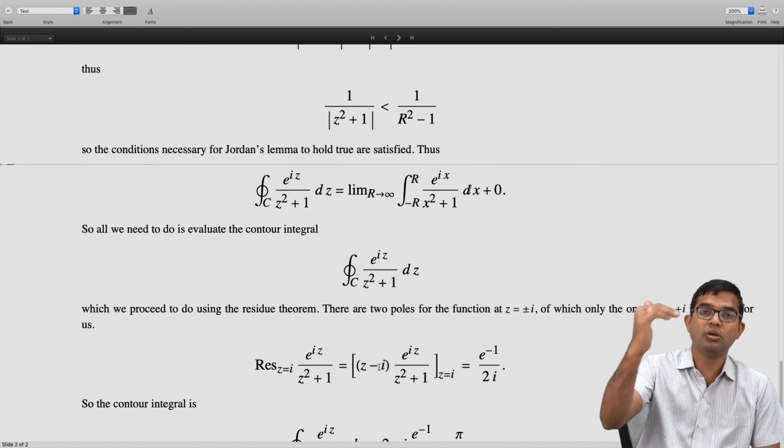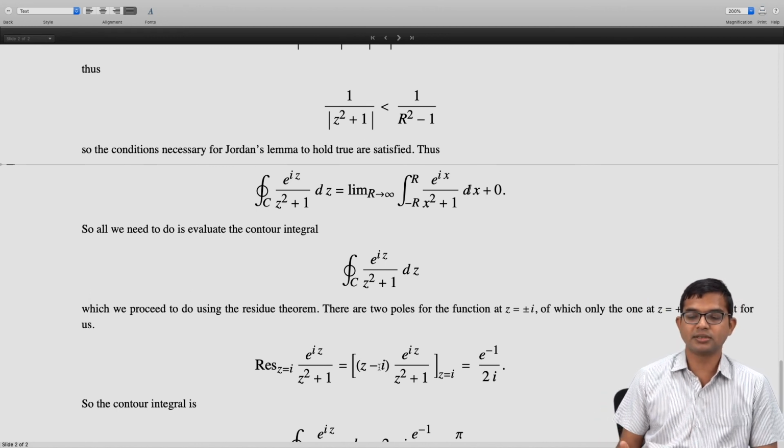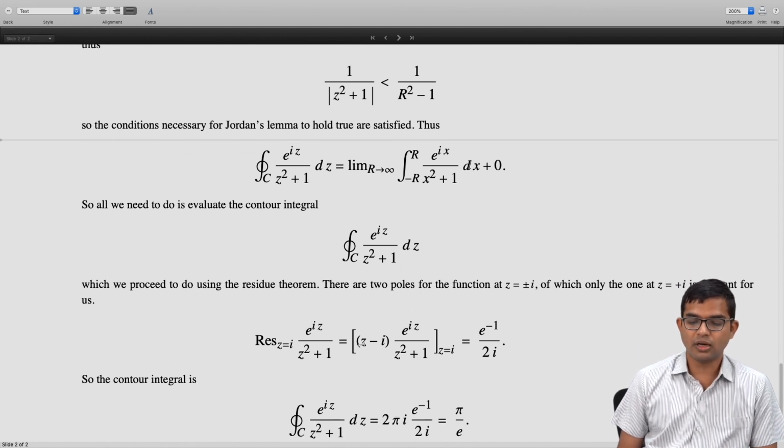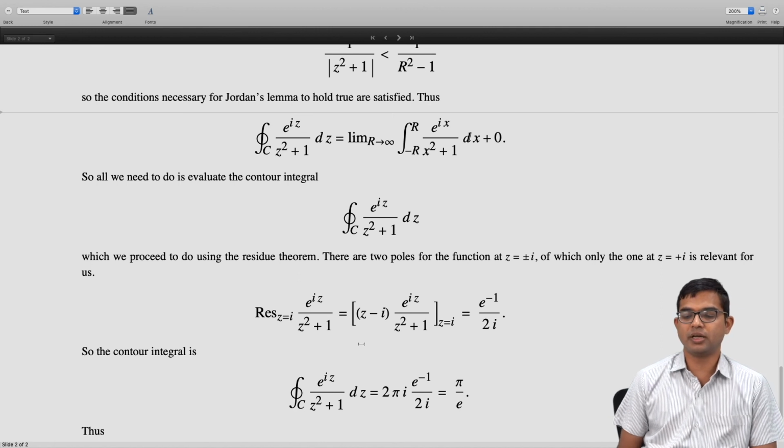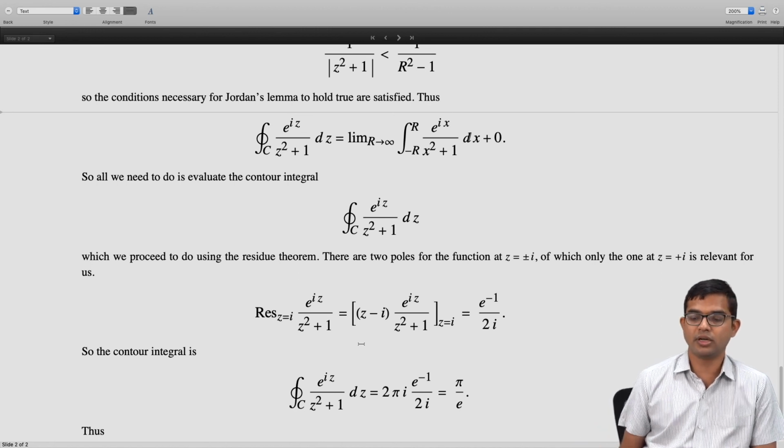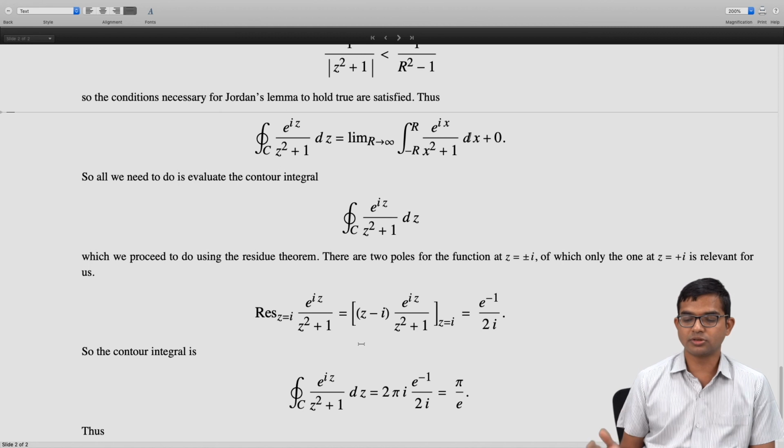So here the residue is simple because all we have to do is multiply by z minus i, right? We're considering the pole at z equal to i, so multiply by z minus i and put the value z equal to i. So we immediately get the denominator to become z plus i. When you put z equal to i, it becomes 2i. Numerator is e to the minus 1. So the value of the integral very simply is just 2 pi i times e inverse divided by 2i, which works out to just pi by e.